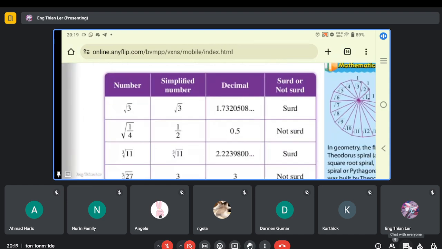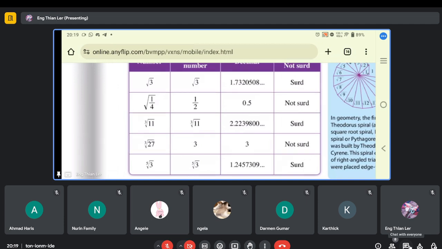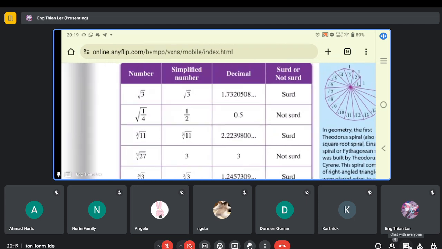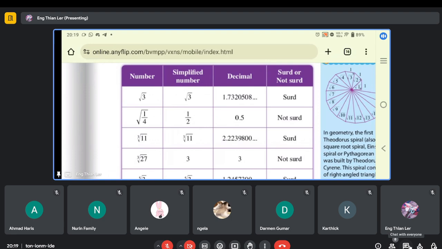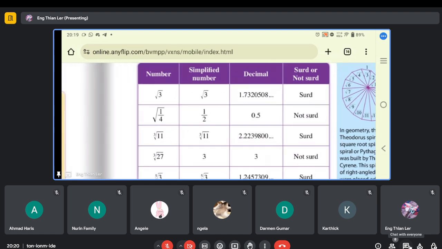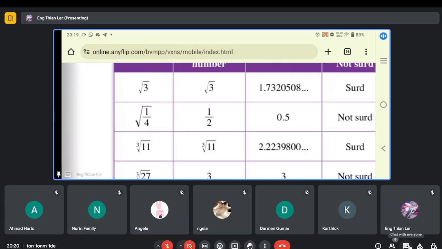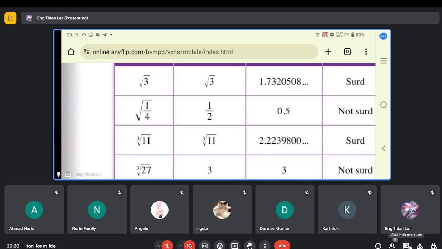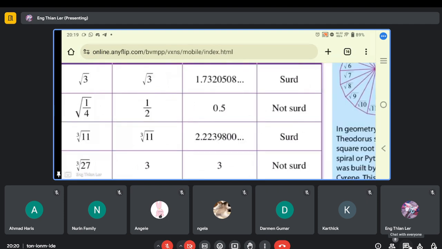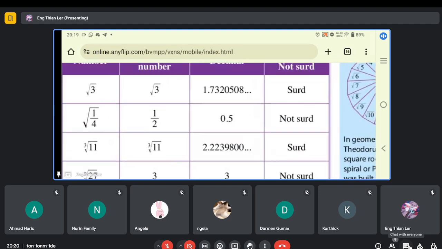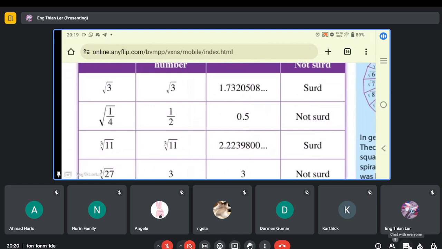Look at surd 3, the simplified number, and the decimal is 1.7320508 and so on, and you cannot write this in the form of fractions. So this is a surd. And look at this, surd 1 over 4. The square root of 1 is 1, and the square root of 4 is 2. So you get 1 over 2, and 0.5 is not a surd because you can write this as a fraction. 1 over 2 is a fraction.